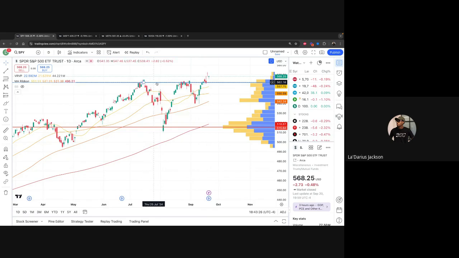We've been testing this line. This was a hard line to break. You can see that we tested this line a few times back in July. We started to test it again in August. That stretched all the way into September, and we rejected. And then we tested it one more time mid-September, and we finally got that breakthrough. So it looks like we may revisit that 560, which would be a good buying opportunity. Again, I think the SPY is going for 600 to 610.